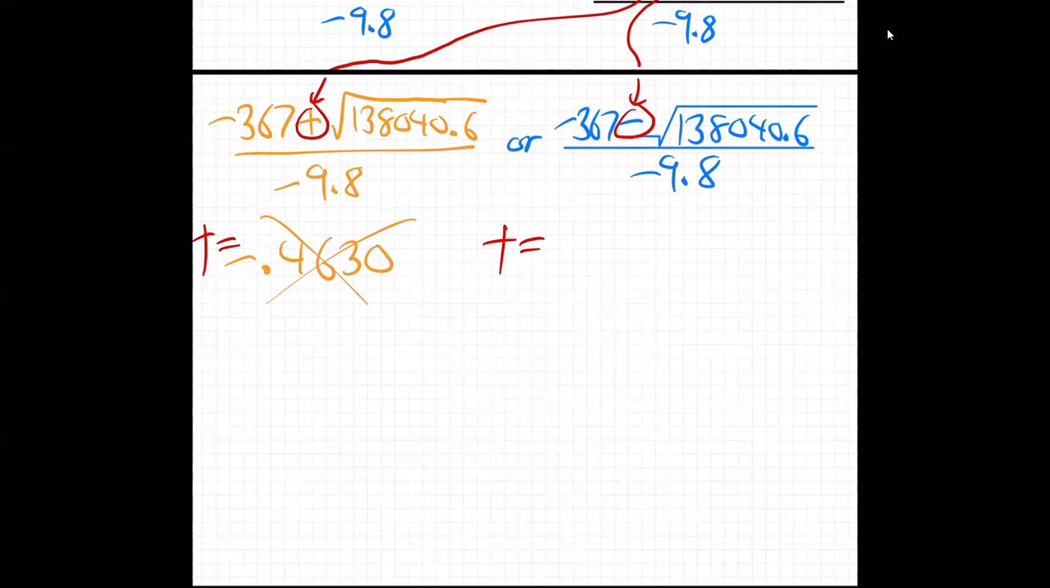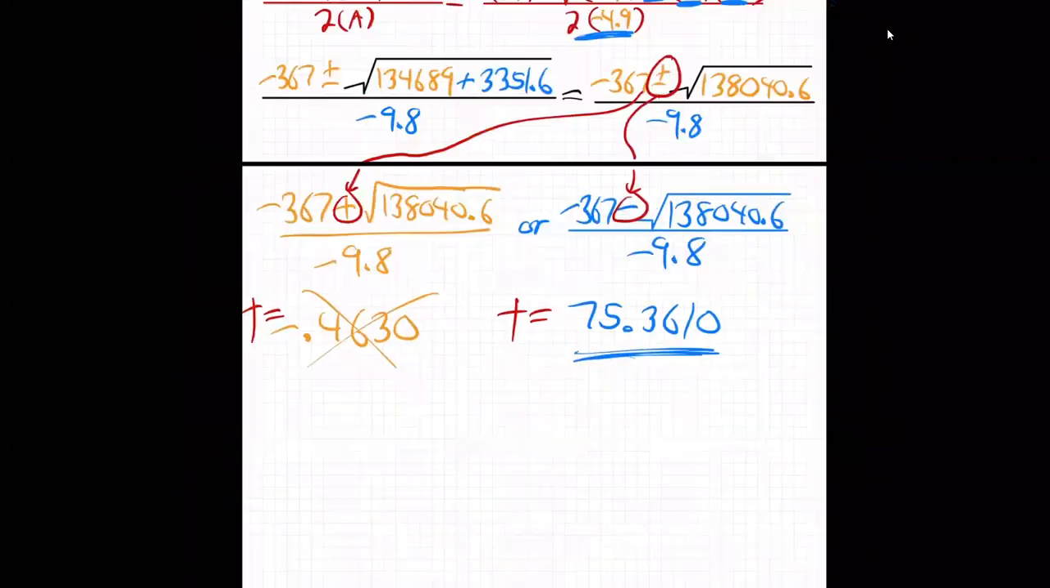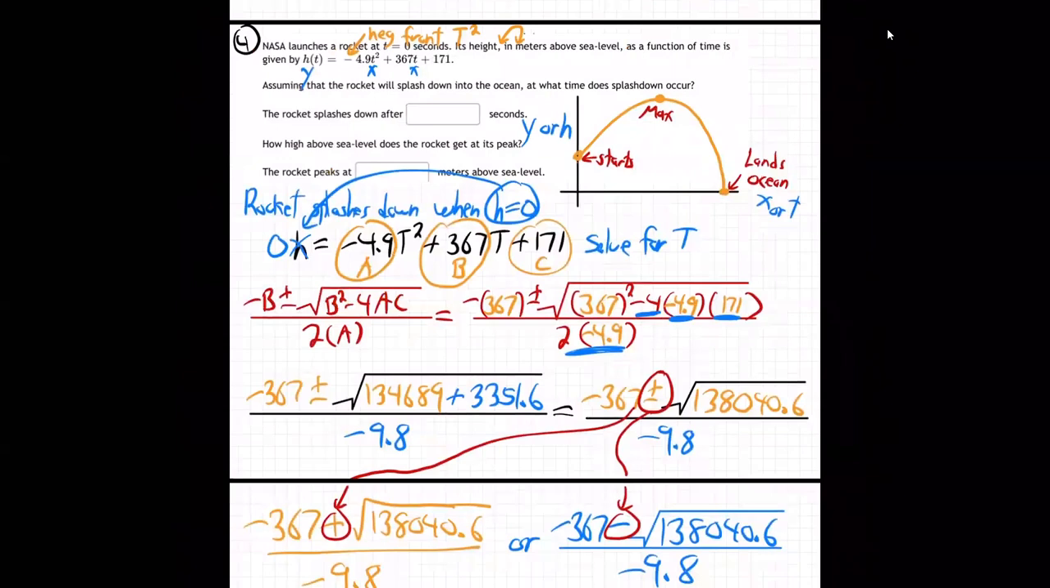The other one. And I'm getting 75.361. Just use 4 decimals. So that's the time. So that's the real answer. That's the time when the rocket splashes down. So that's our answer to the first one. They don't say how many decimals, do they? So just give them 4. That'll be plenty. 75.3610 seconds, 75 seconds before that rocket splashes down. So there's the first part.